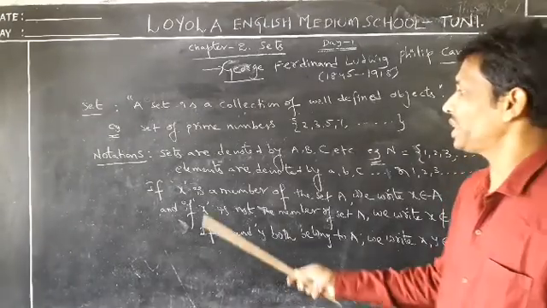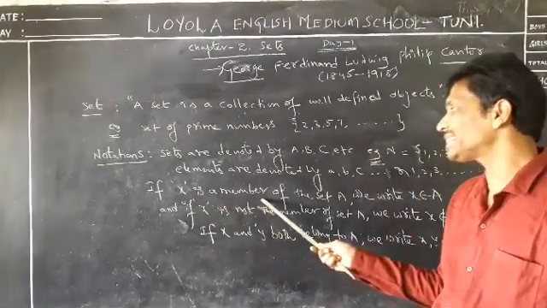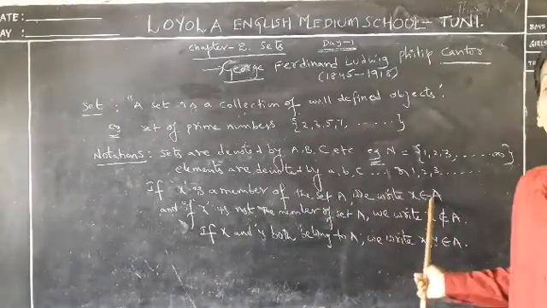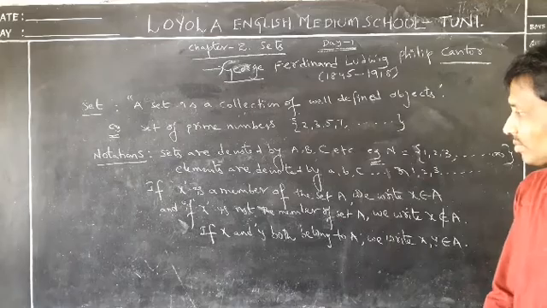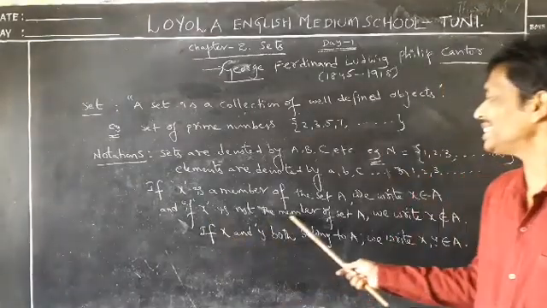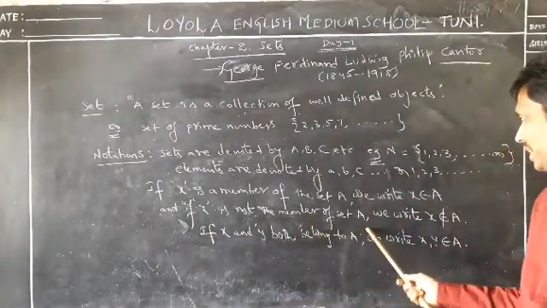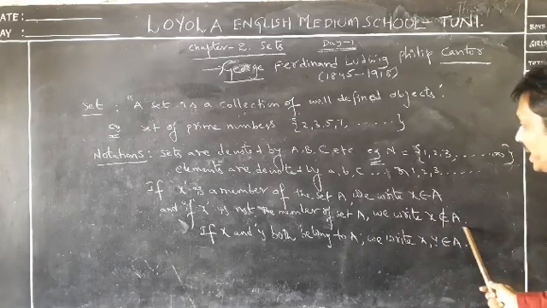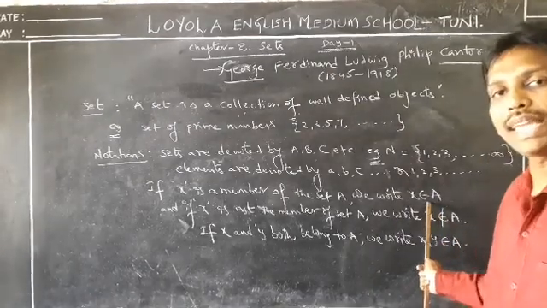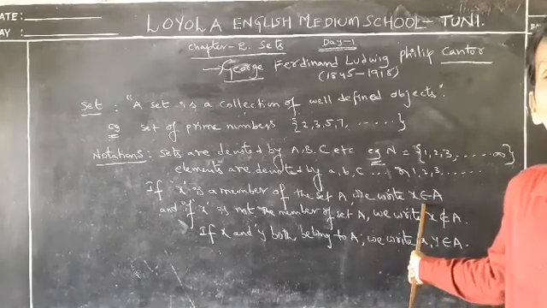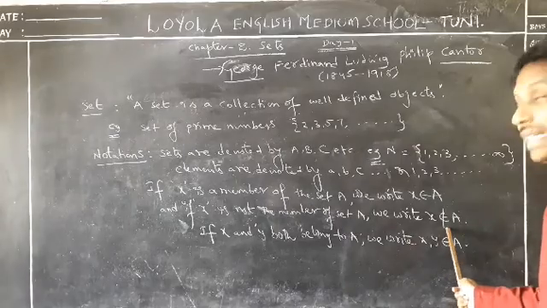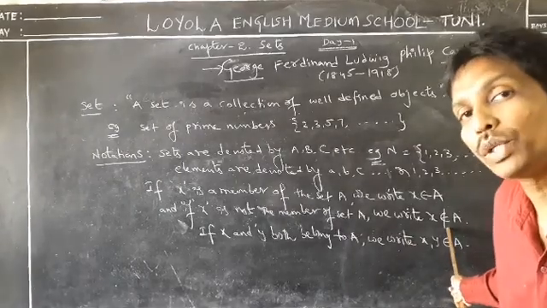Here we should see that if x is a member of the set A, we write x belongs to A. And if x is not a member of the set A, we write x does not belong to A. What do the symbols indicate? The first symbol indicates belongs to. The second symbol indicates does not belong to.